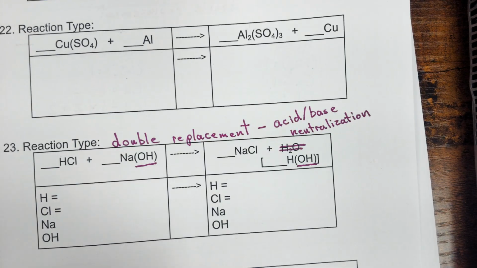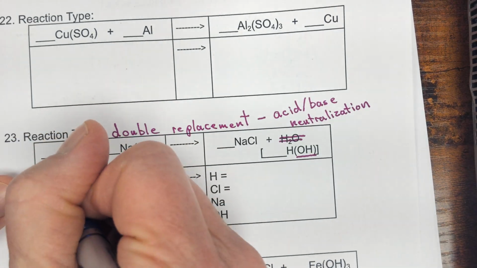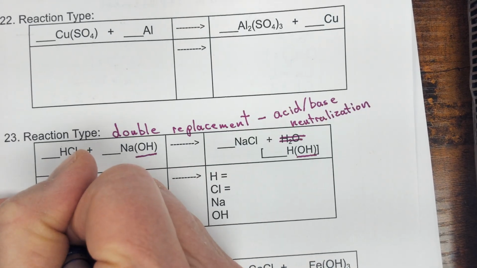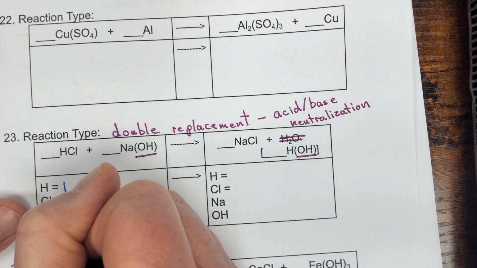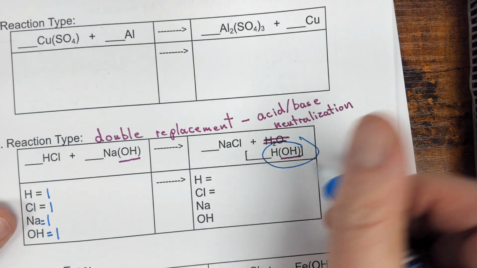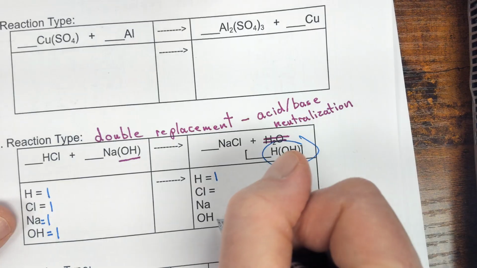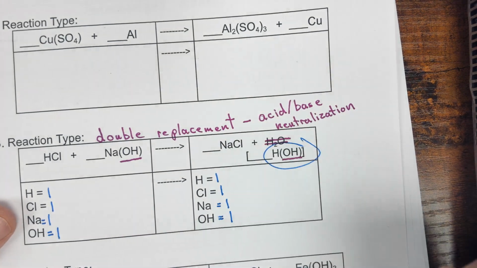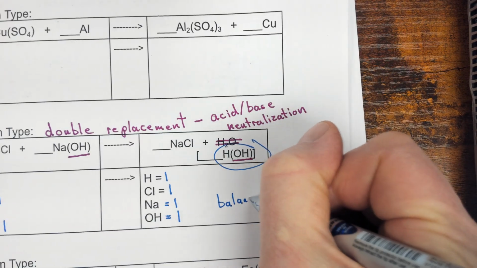Okay, the rest of this one is very straightforward. If you've worked it with me already, you know we're going to count. Hydrogen is 1, Cl is 1, Na is 1, should be an equal there, and OH is hydroxide, that's a polyatomic ion, and that is a 1. On this side now, we're just going to count using this version of water. That means I can count H as 1, OH as 1, Cl as 1, and Na as 1, and this equation is balanced already. We did not need to add any coefficients.